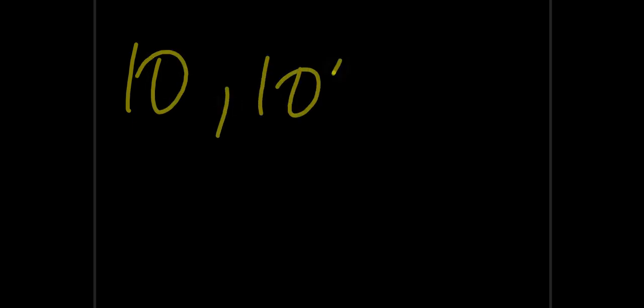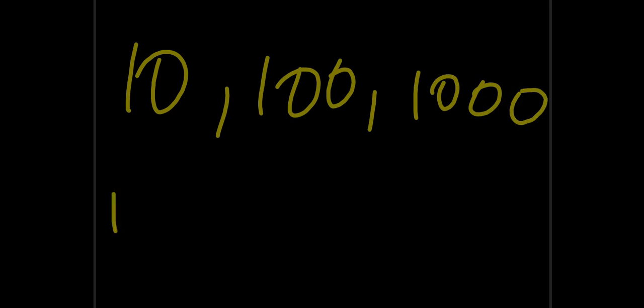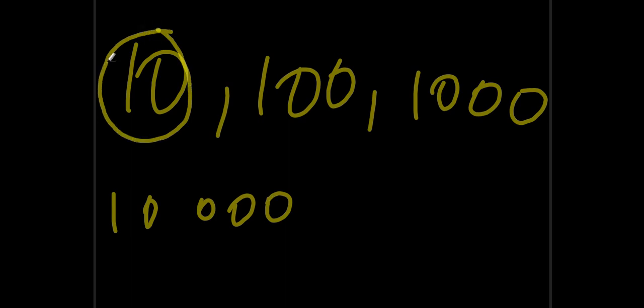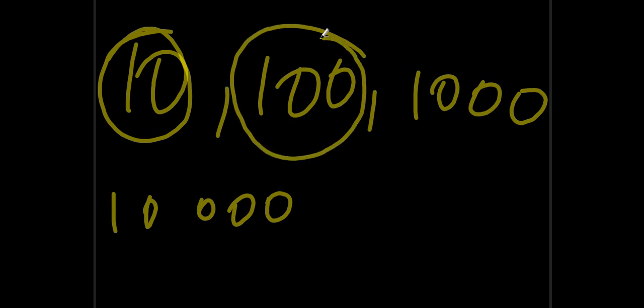So in this video, we want to look at the concept of dividing decimals by what we call powers of 10. Powers of 10 are numbers like 10, 100, 1,000, 10,000. These numbers are each 10 times greater than the one before. So if you compare 10 with 100, 100 is 10 times greater than 10.